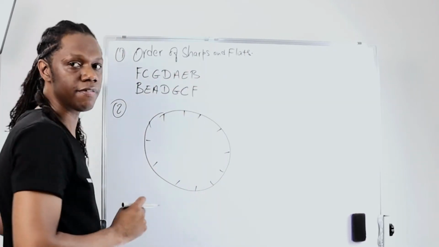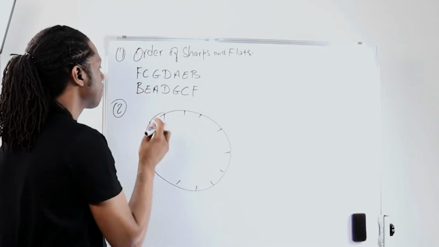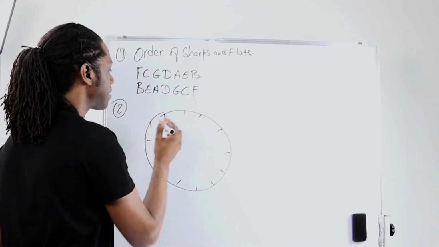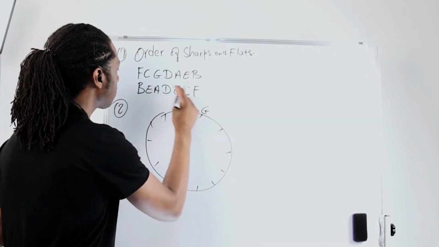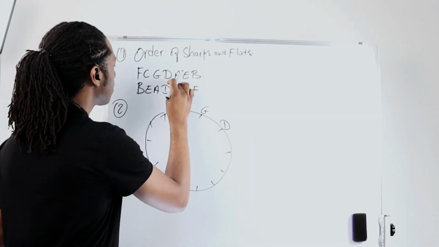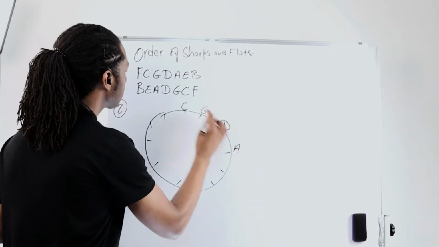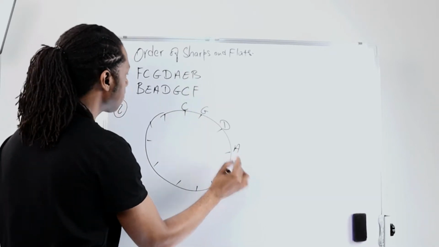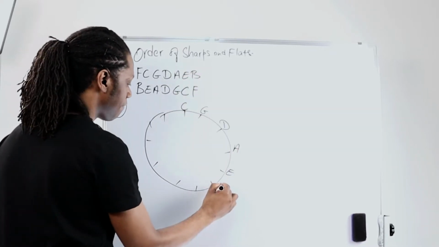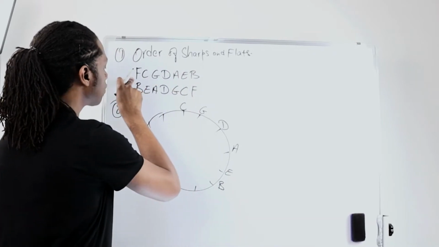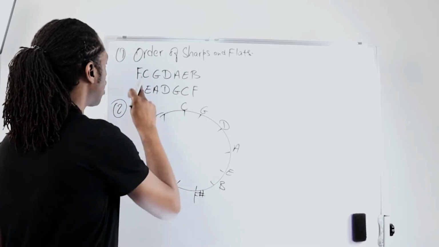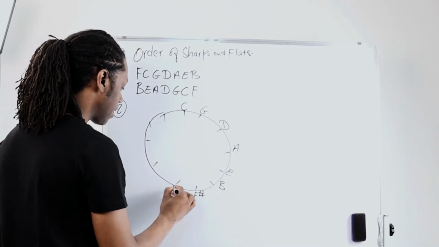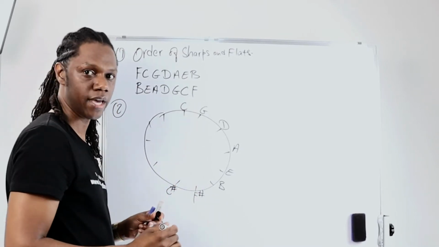So from our order of sharps, right here we have our natural C. We're starting at C, no sharps or flats, okay? Then we go to G, 1 sharp, D, 2 sharps, A, 3 sharps, E, 4 sharps, B, 5 sharps. Then we go back to the front, but this is not natural F, this is F sharp, so that's 6 sharps, and then we stop at C to get our C sharp, okay?